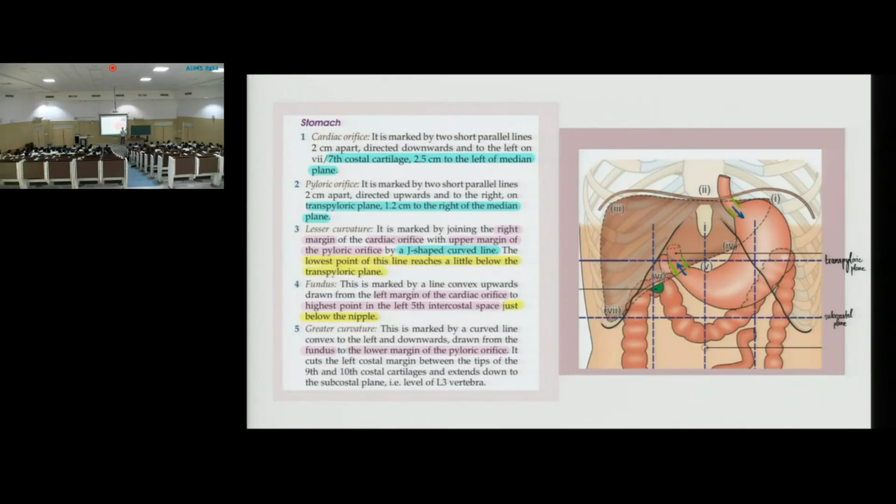What are the things left? Two things are left: fundus, and fundus is very simple. Fundus is convex upwards. Where does it start from? It starts from the left margin of the cardiac orifice. What is the highest point? The highest point is in the left 5th intercostal space, just below the nipple. This is the highest point of the fundus.